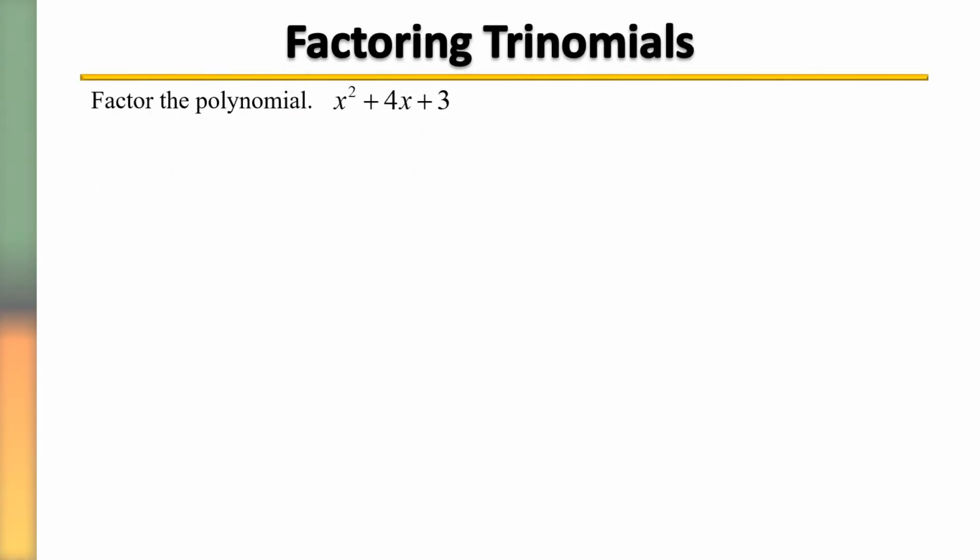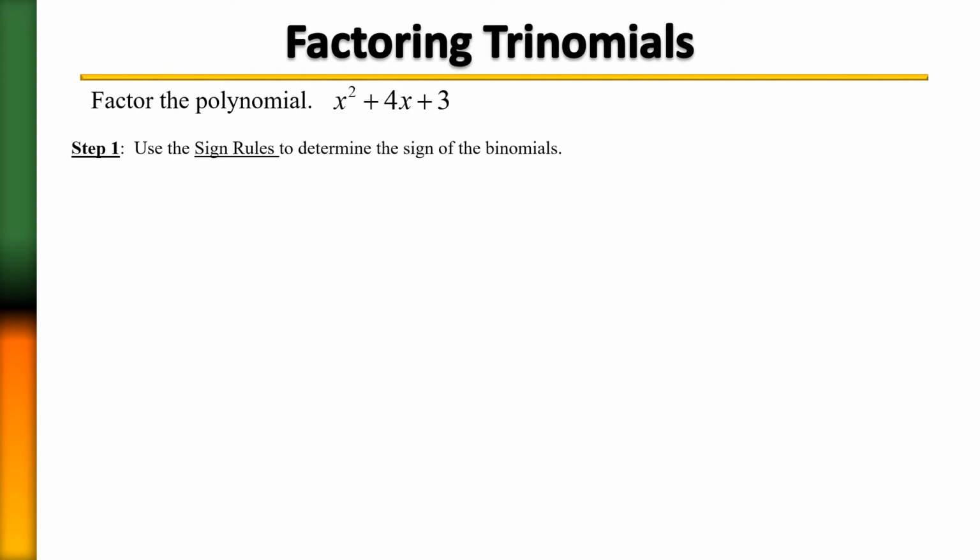Let's do our first example. Here we have x squared plus 4x plus 3. Notice here the back end is a positive. That means that the signs are going to be the same. What kind of sign? The middle term tells us they're going to be two positives. So then I know it's going to be x plus something times x plus something.